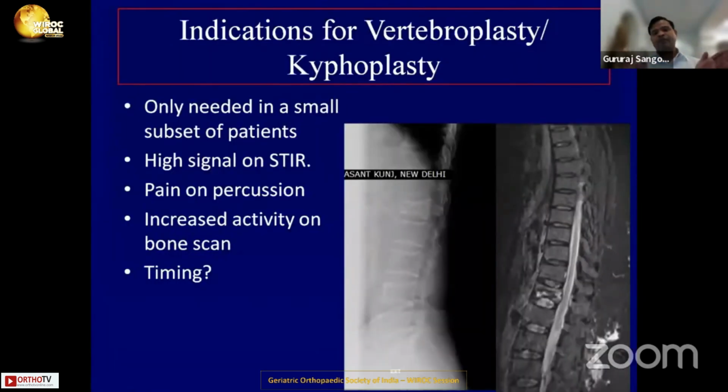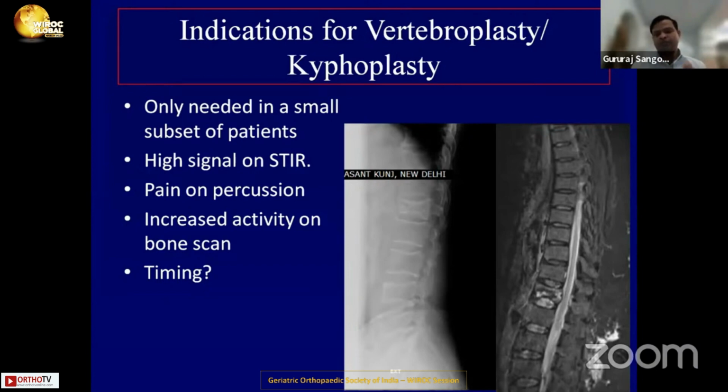So let's go to one of the most common procedures we do, that is vertebroplasty or kyphoplasty. It is done in a subset of patients. After the advent of teriparatide, we are doing these procedures less and less. You have to select the patients very, very carefully. You have to see a high signal intensity on STIR images on MRI, pain on percussion at the particular area, and increased activity if at all you do a bone scan.